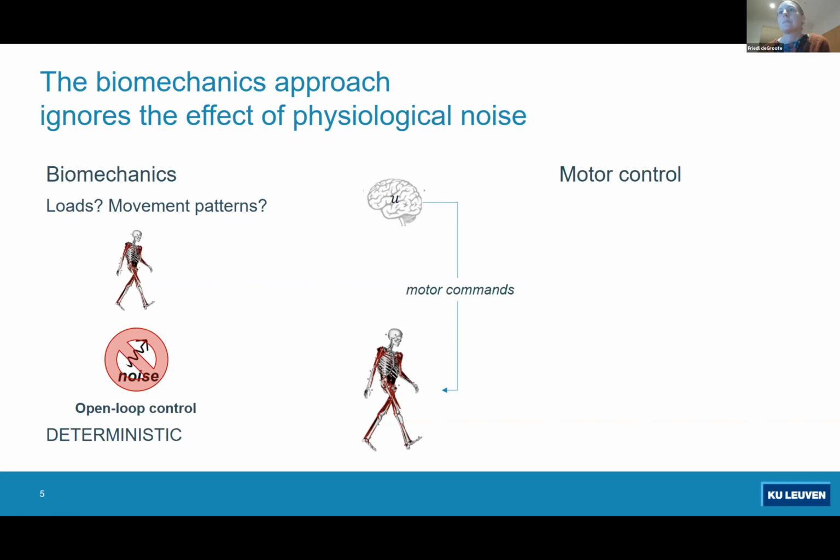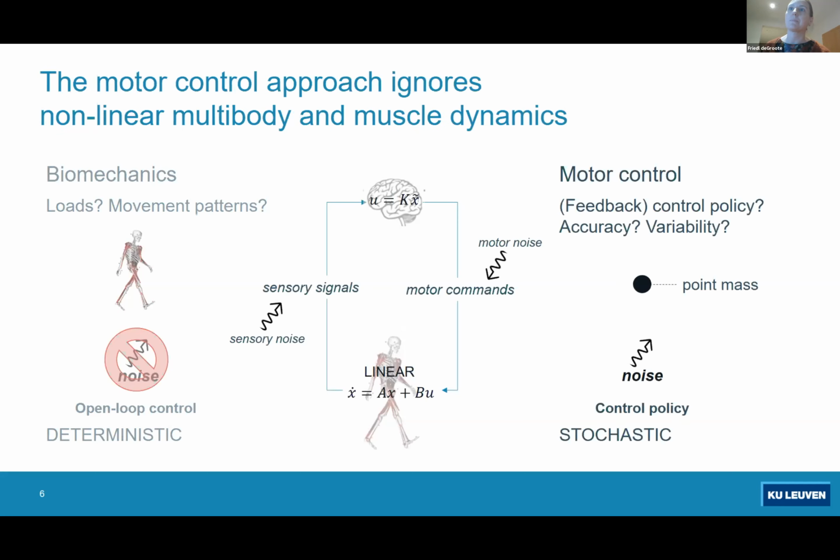And as a consequence, the resulting optimal control problems are deterministic and typically solve for open loop muscle controls that drive the movement. Such simulations do not yield control policies and are therefore unsuited to answer questions related to feedback control. In contrast, in motor control, simulations are used to answer questions related to feedback control and movement accuracy and variability.